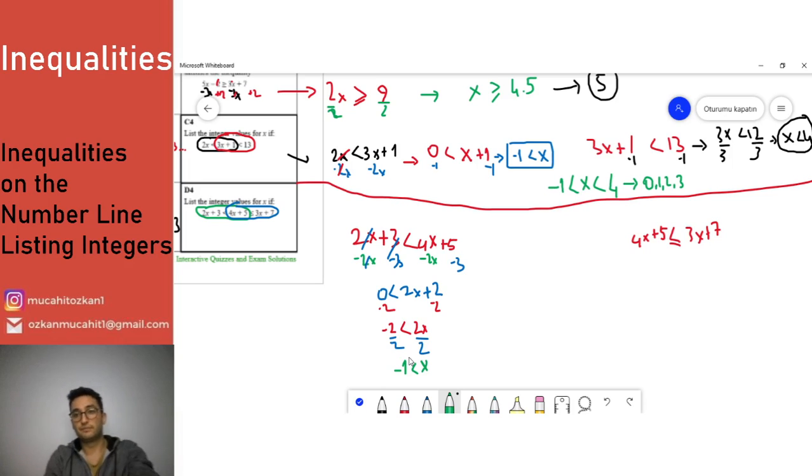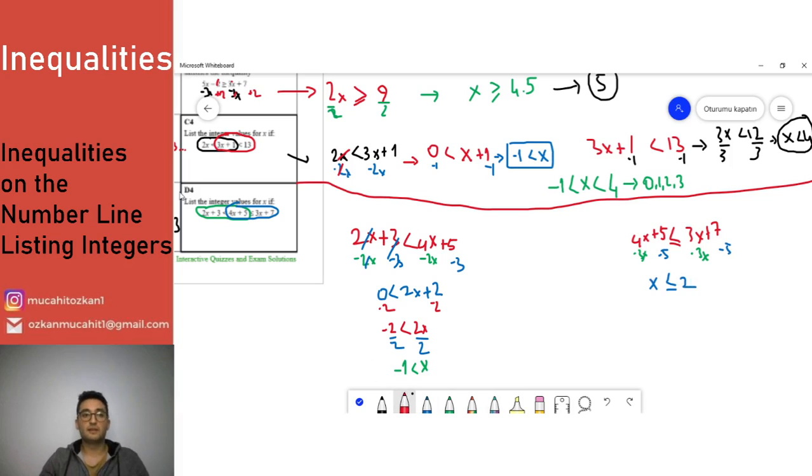Second part, let's subtract 3x from both sides. And 5 also from both sides. 4x minus 3x is just x. 5 minus 5 is 0, less than or equal to 3x minus 3x, nothing. 7 minus 5 is 2. Okay, now I got the second answer.